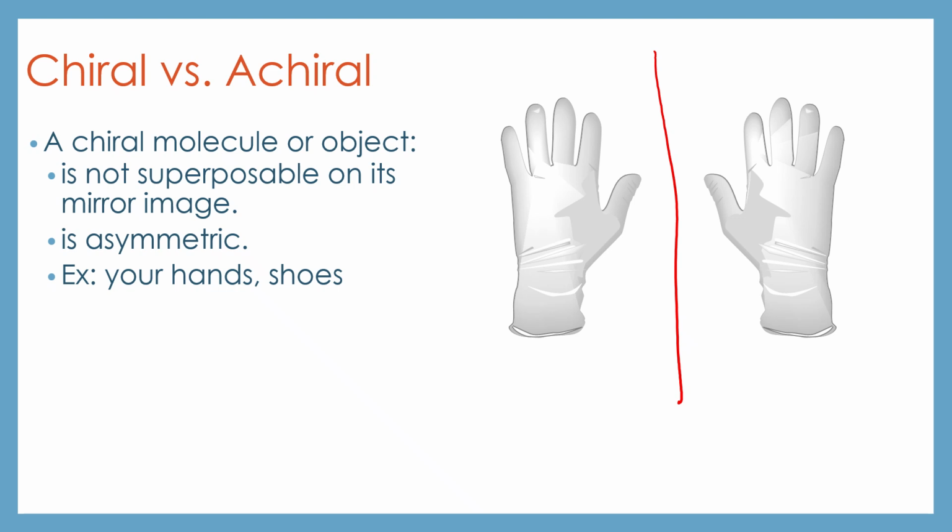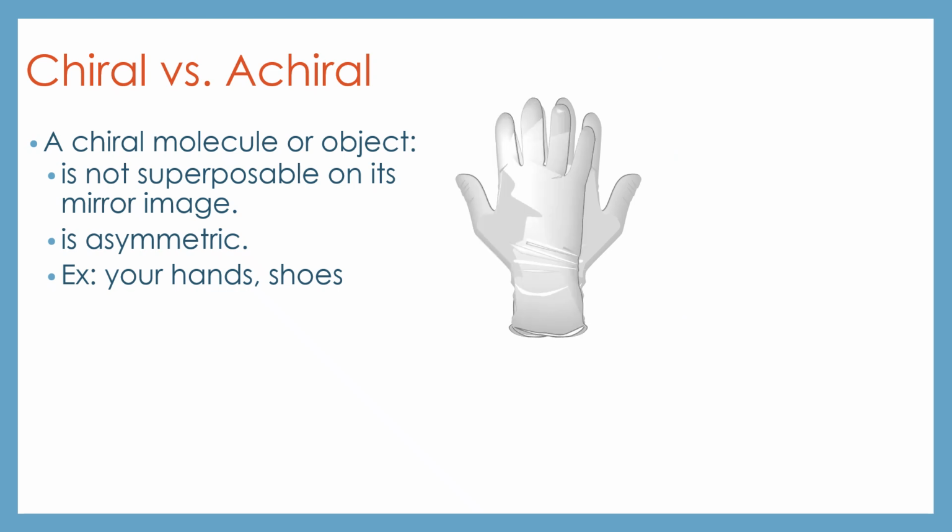And those mirror images are not superposable, meaning you cannot lay one on top of the other and have everything match up. Your thumb will be over here, this thumb is over here. Pointer ends up on top of pinky, etc., right? These are not going to line up. So that's what it means for something to not be superposable.